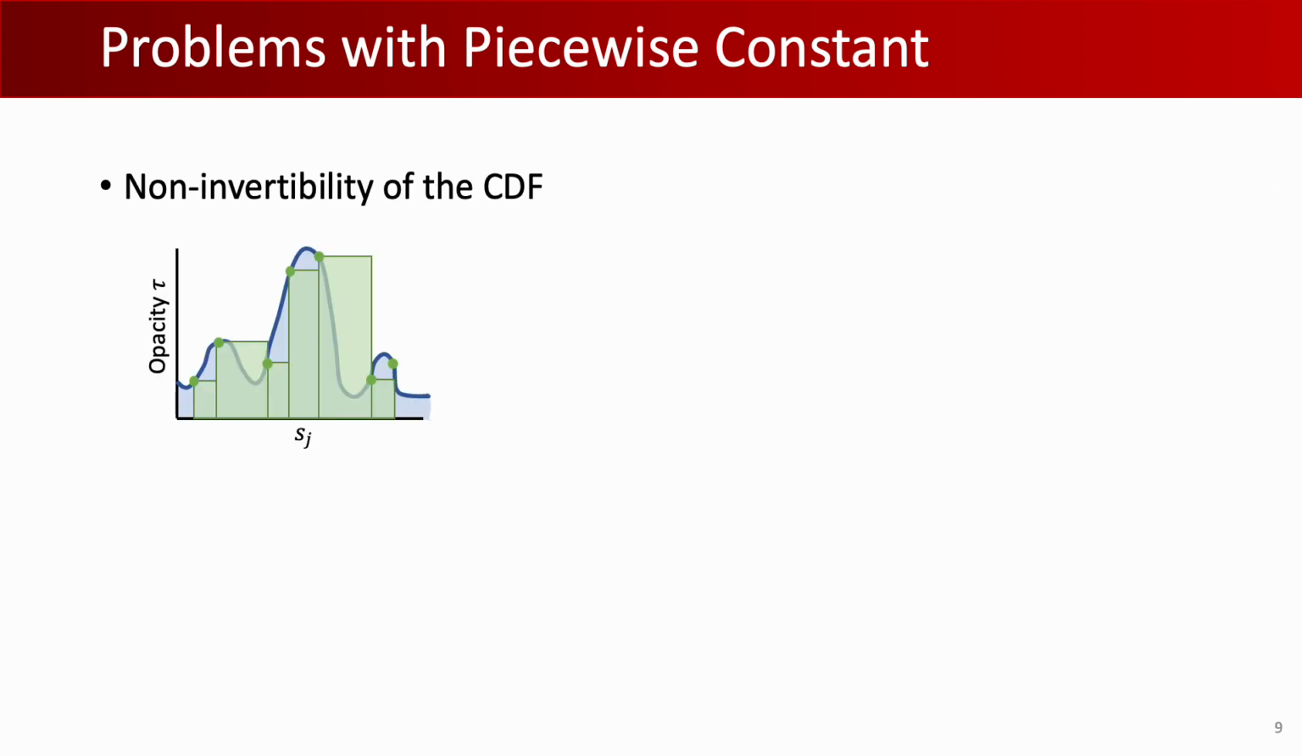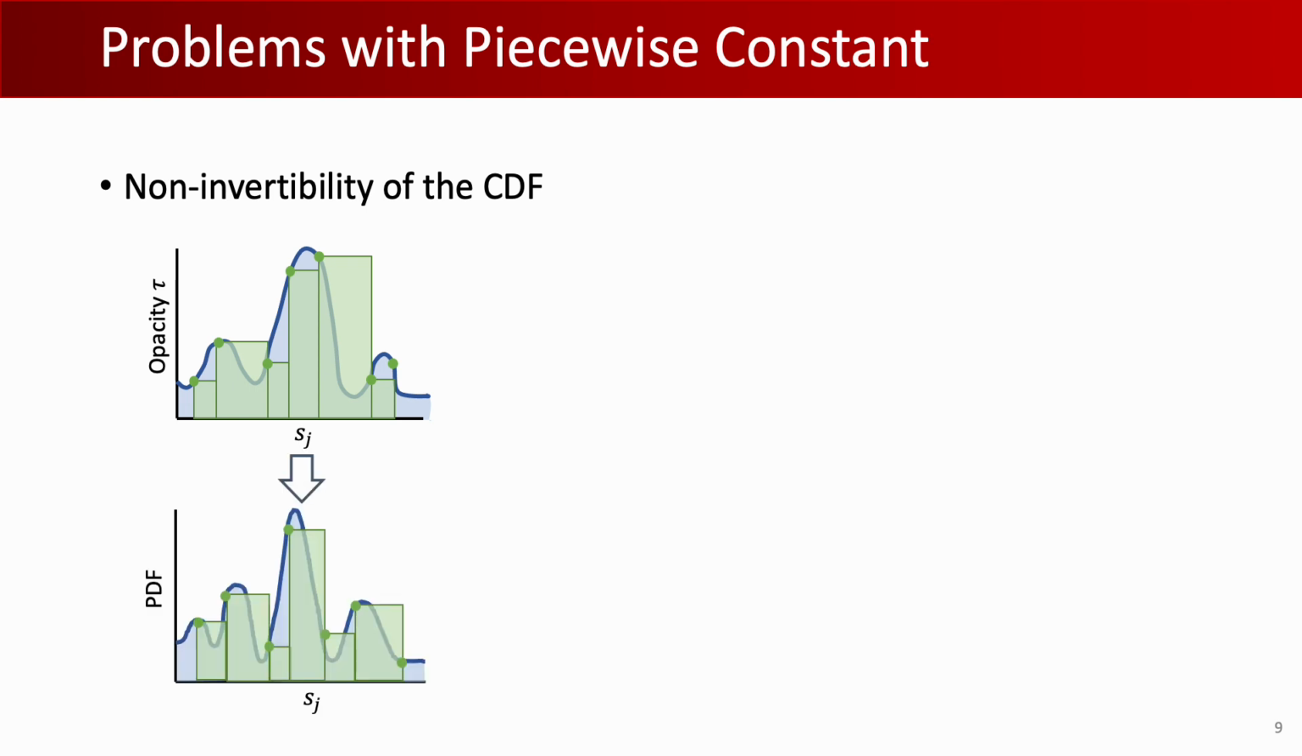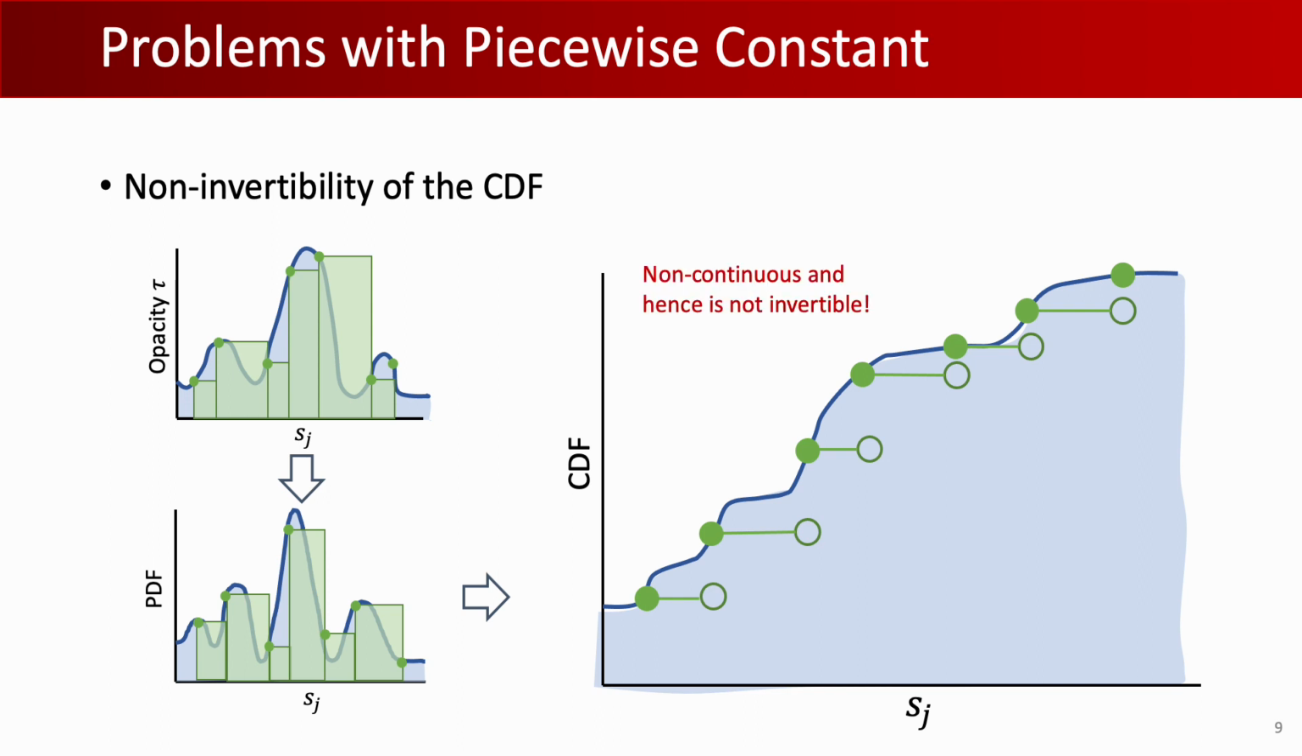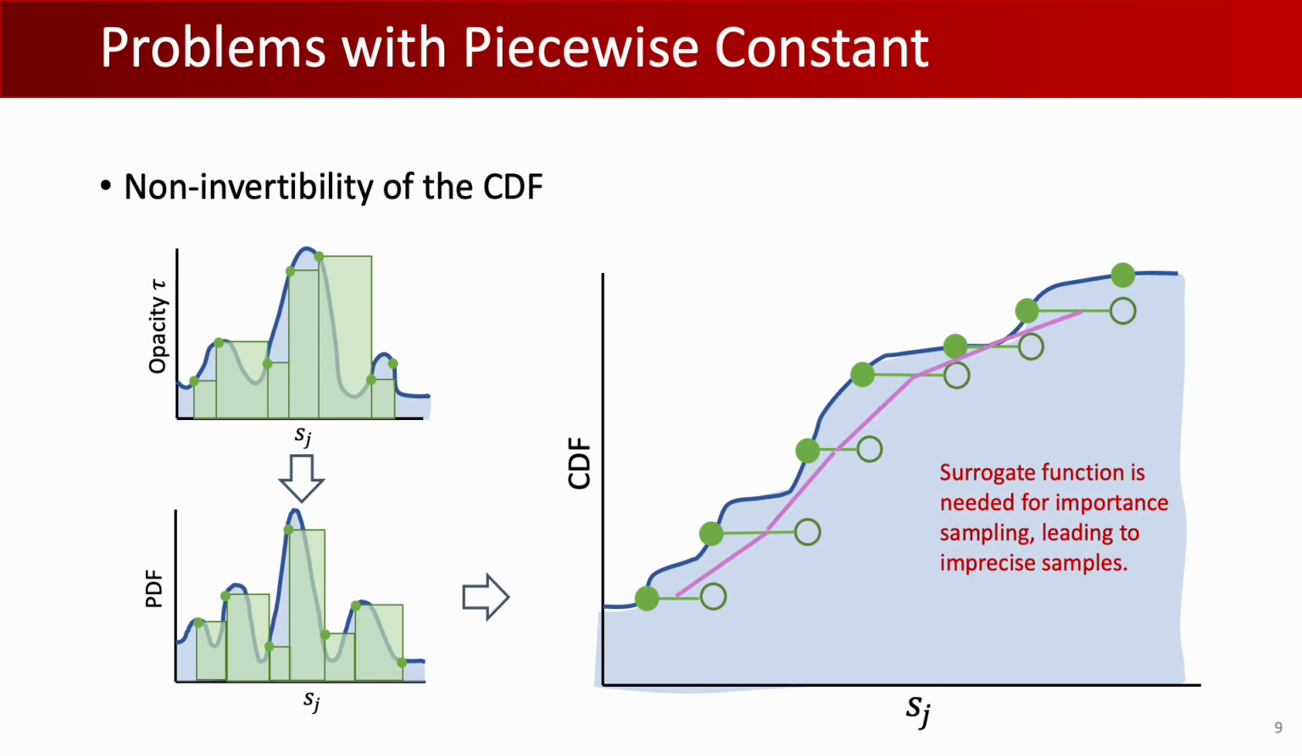Moreover, it is also common practice in NeRFs to draw important samples via inverse transform sampling. However, under the piecewise constant opacity assumption, the CDF is non-invertible. Concretely, a piecewise constant opacity leads to a piecewise constant PDF, which implies a CDF that is piecewise linear but not continuous, and hence it is non-invertible. A surrogate function is needed for importance sampling, leading to imprecise samples, as it does not result in samples from the actual ray distribution.